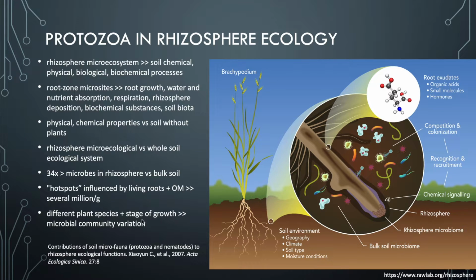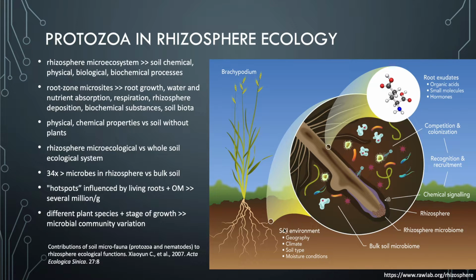Different plant species and the stage of growth of that plant also strongly influences the microbial community, and it produces microbial community variation. That's because, once again, all of these specific mechanisms related to specific roots govern the microbial community, and as the plant changes, as it grows, that also influences what happens in that rhizosphere microecosystem.